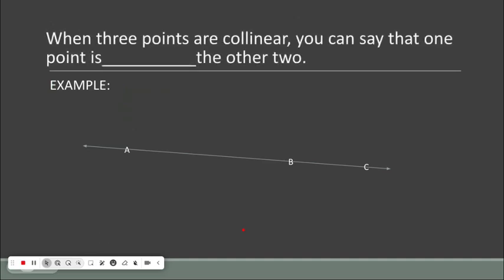All right, so here's an example. When 3 points are collinear, we talked about what collinear means, on the same line, you can say that one point is between the other two, not in the middle. A big mistake is when people say between, they automatically place that point in the middle of the other 2 points. So for example here below, we have A and B and C all on a line, so we can say that B is between A and C.